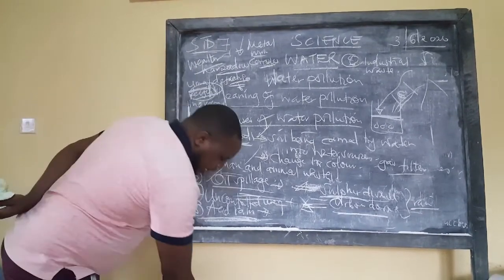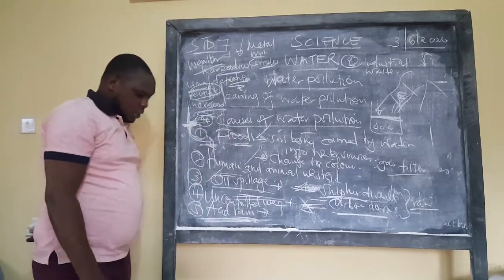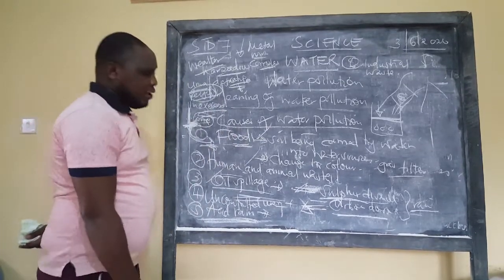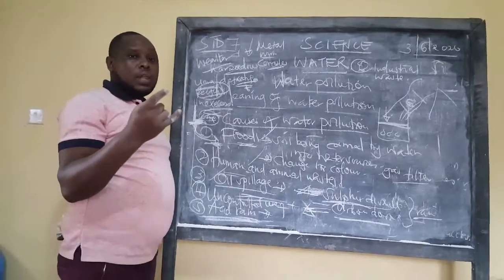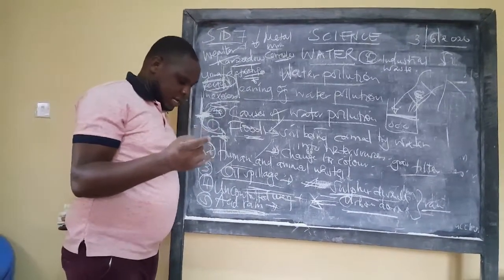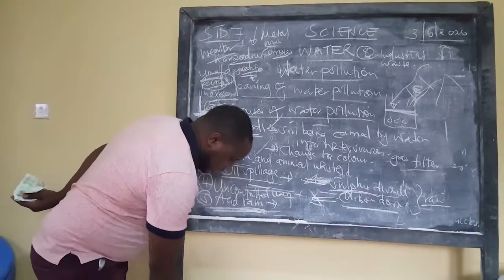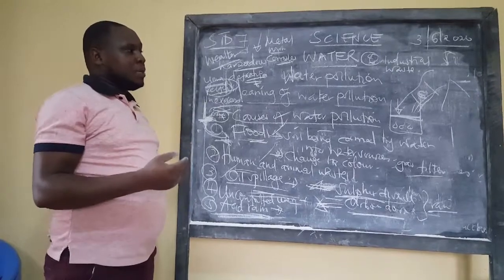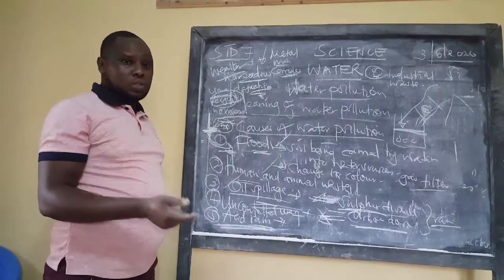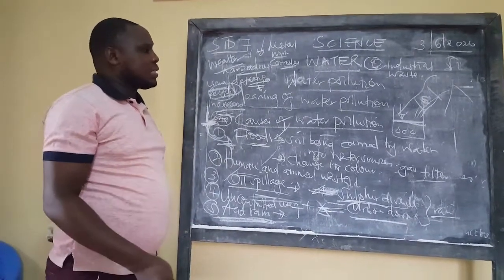So for today I will stop at that. When I come tomorrow, we look at the effects of water pollution. Number one, on animals, then on plants, and lastly, of course, on soil. Water pollution has an effect on soil. So we are going to see that in our next lesson.